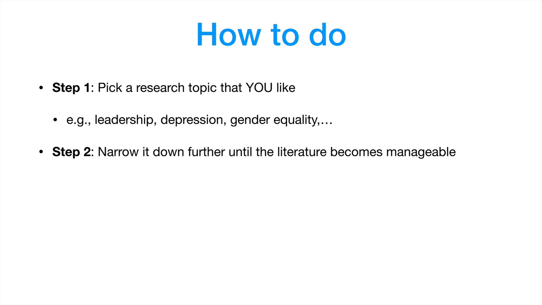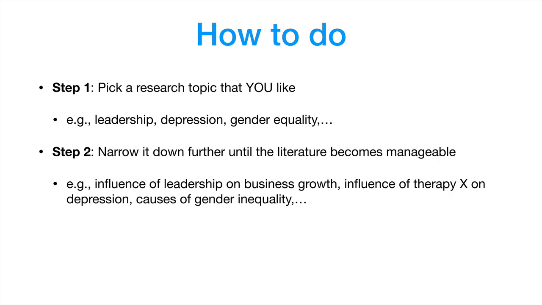Then in the second step, you take that topic and narrow it down further until the literature becomes manageable. So for example, rather than reading the whole literature on leadership, which is probably way too big, you could look at the literature on the influence of leadership on business growth. Or instead of depression, you could look at the influence of therapy X on depression. Or instead of looking at the literature on gender equality in its entirety, you could look at causes of gender inequality. So narrow it further down until you have narrowed down the literature so much that you can actually read through it and get an overview of the literature.